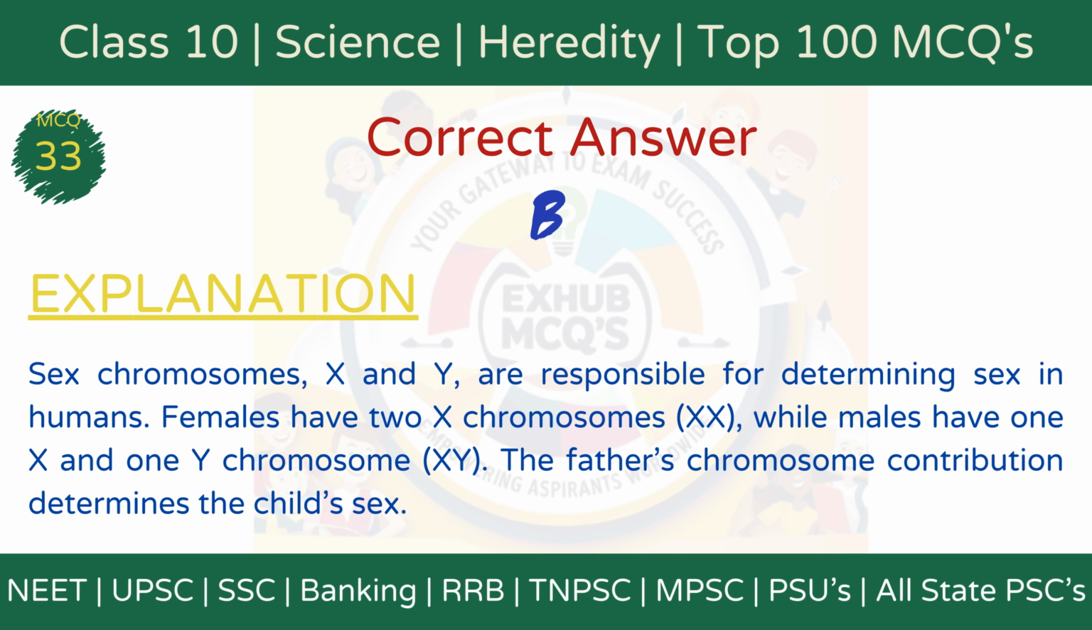The correct answer is option B, sex chromosomes. Explanation. Sex chromosomes, X and Y, are responsible for determining sex in humans. Females have two X chromosomes, XX, while males have one X and one Y chromosome, XY. The father's chromosome contribution determines the child's sex.